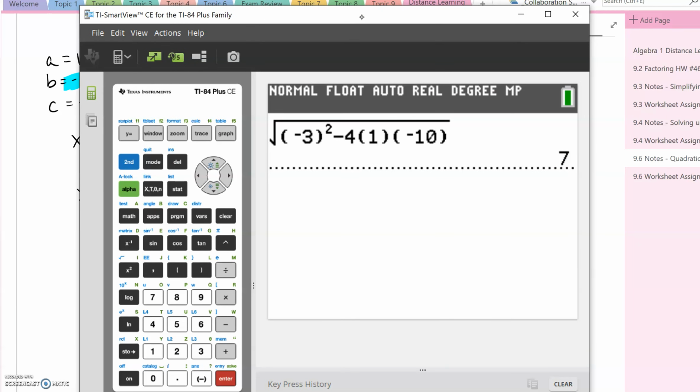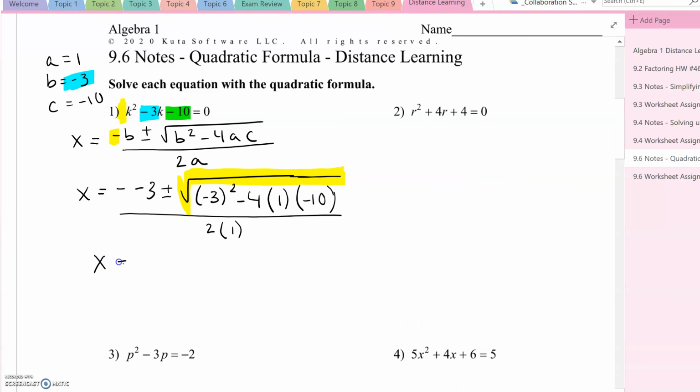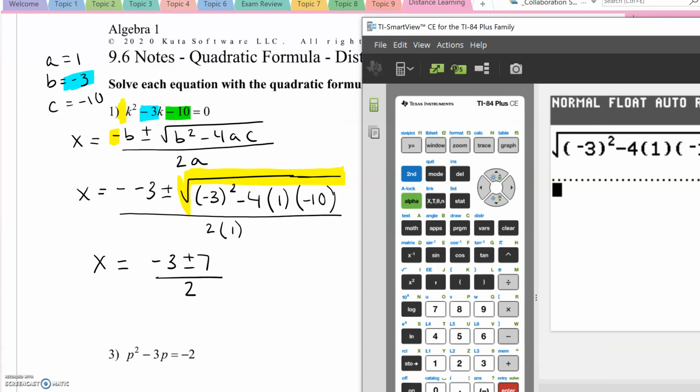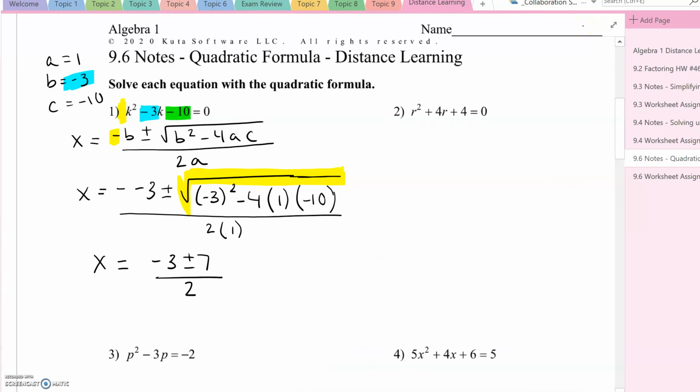So when you take the square root of all of that stuff together, it must be 49, because the square root of 49 is 7. So we get x equals -3 plus or minus 7, and 2 times 1 is just 2. Now, if you want, you could type this whole massive fraction into your calculator, but I do see a lot of students making mistakes when they do that. So I recommend just typing in the square root part and then going from there.